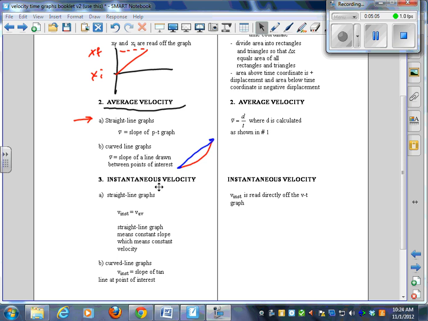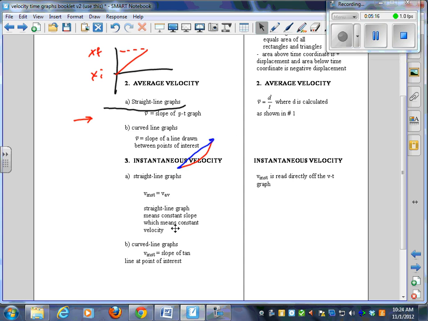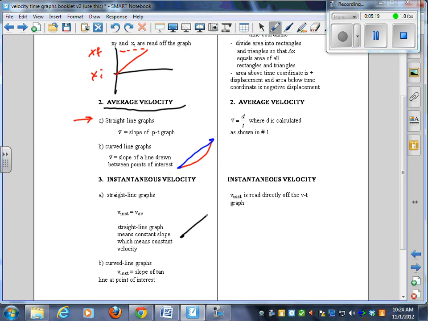If you're asked to find instantaneous velocity from a position time graph, you have two possibilities. It could be a straight line graph, in which case you don't draw a line, you just find the slope of the line. We're talking about instantaneous velocity, slope at an instant. If it's a curved line graph, well then we're talking about instantaneous velocity. Again, we're talking about instantaneous slope. So you have to draw a tangent line. And I think those pictures will help you.